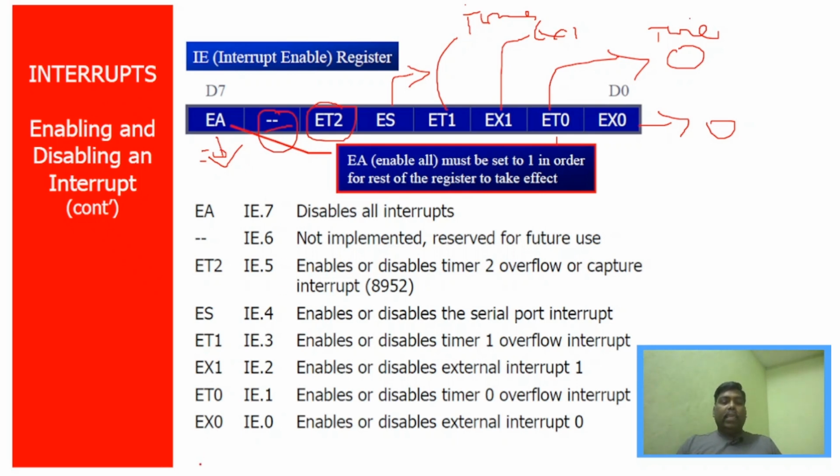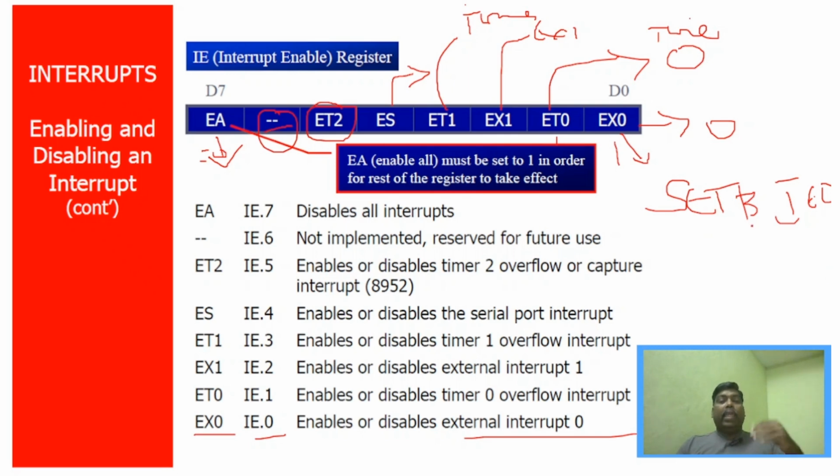So you can see here EX0, as I said, is nothing but external interrupt. This pin, IE.0, where IE is nothing but the interrupt enable register, right? Whenever we want to enable the corresponding pin, we can use this pin configuration. Say, for example, if we want to set this particular pin, we can use SETB IE.0. This instruction will make this particular pin 1.